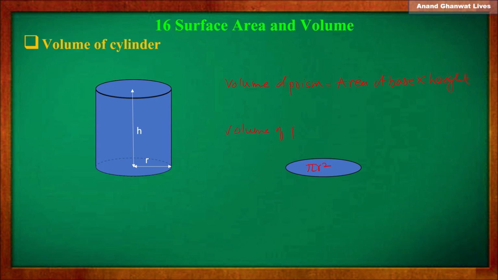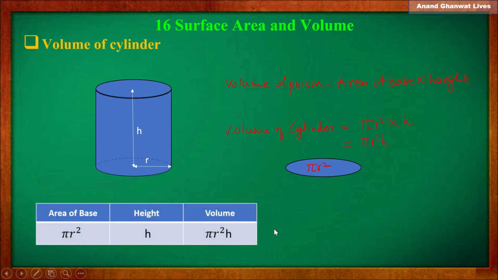Volume of cylinder is equal to area of base, that is pi r square, and height, that is h. So it is pi r square h. So remember that formula for volume of cylinder, pi r square h, because the area of the base is pi r square and height is h. So volume of cylinder is pi r square h.